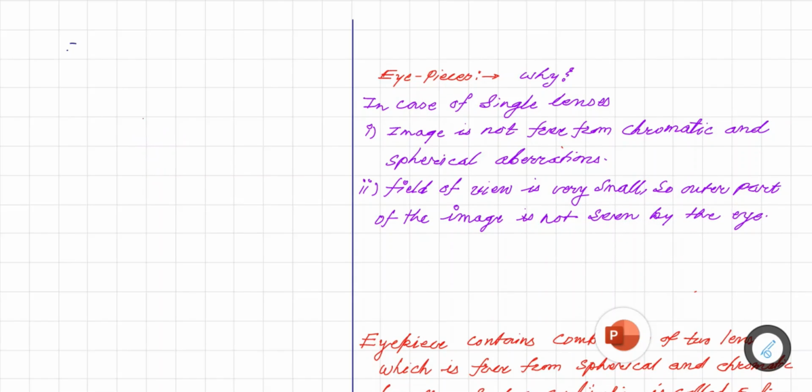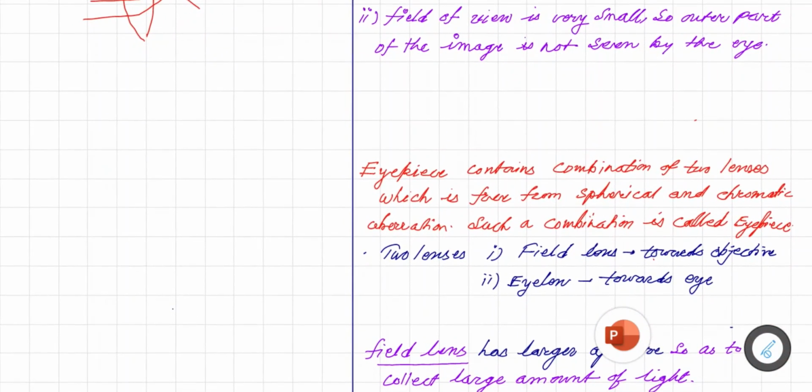So here we know that if we consider a single lens, then outer rays refract this way, but the rays which are very close to the optical axis form the image at a different point, and this kind of defect is there in images. Similarly, spherical as well as chromatic aberrations are there, so that is the main drawback of using a single lens. And similarly, the field of view is very small, so the outer part of the image is not seen by the eyes. That is the problem of using a single lens.